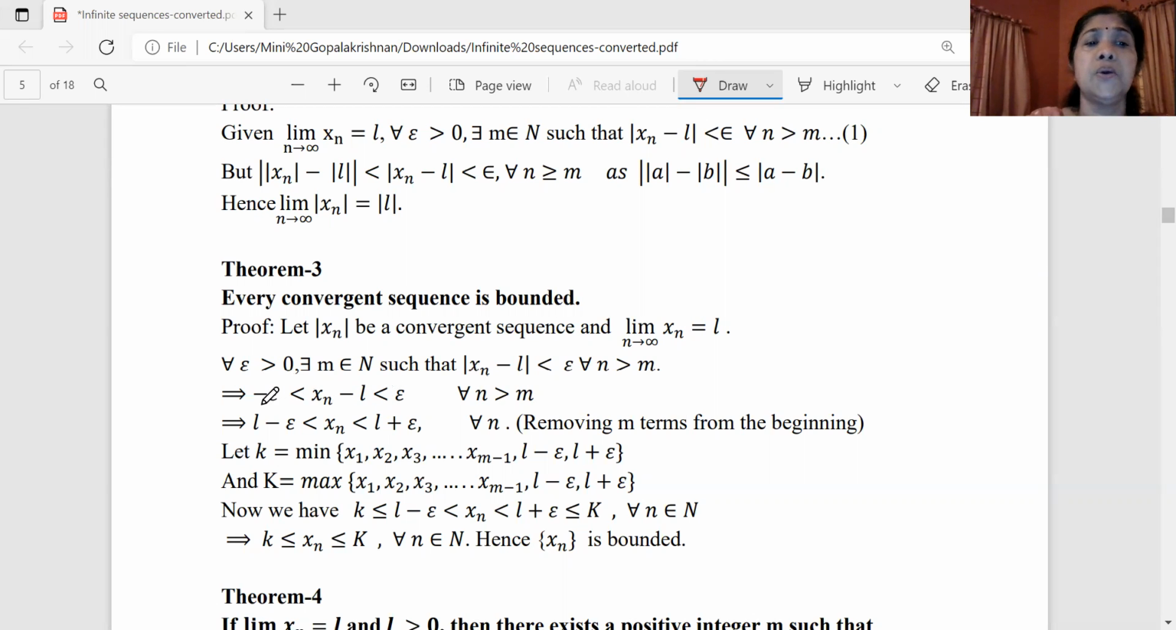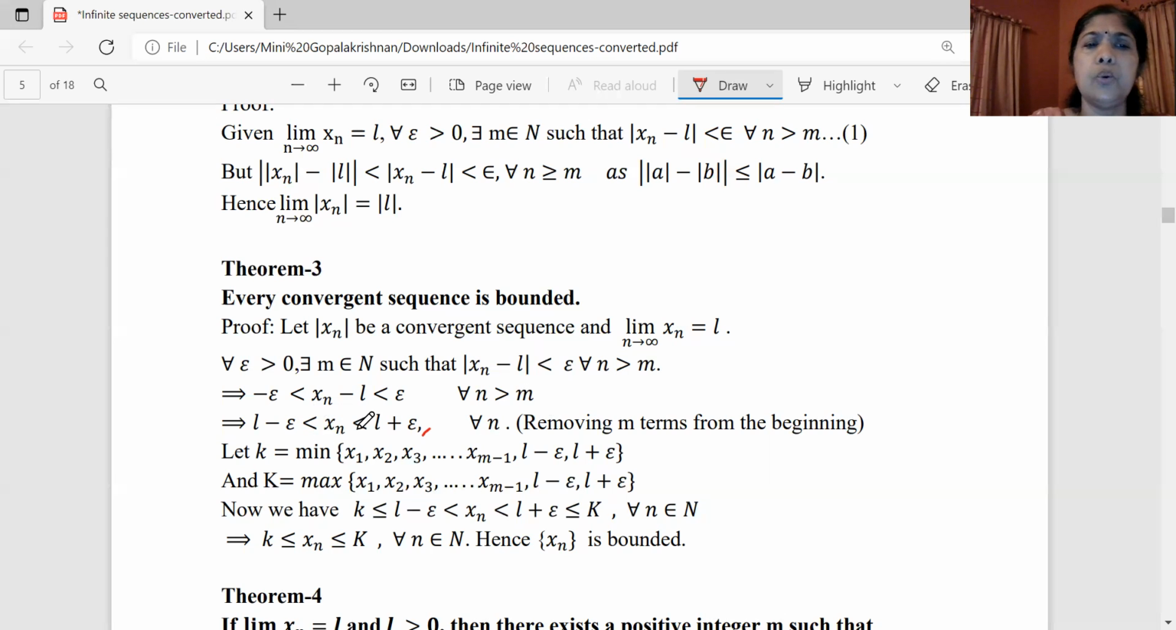Now we add L to all the members in this inequality. Here you will get L minus epsilon less than xn minus L plus L, where L will get cancelled, and on the right side we get L plus epsilon. So we have L minus epsilon less than xn less than L plus epsilon. This holds for every n greater than m. Removing those m terms from the beginning, we get the inequality true for every n.